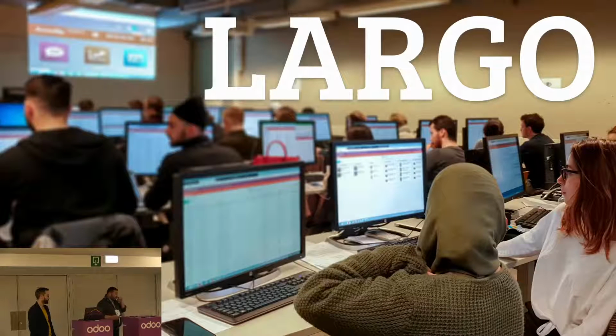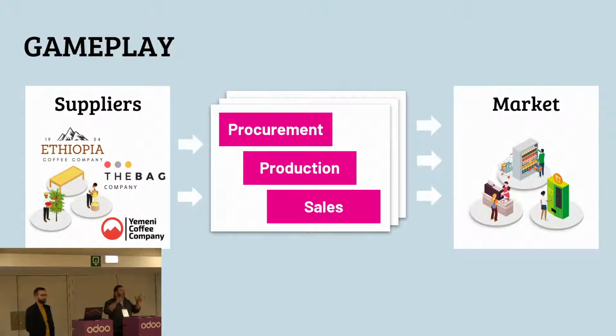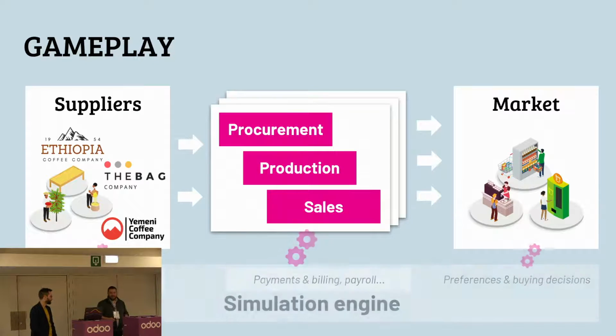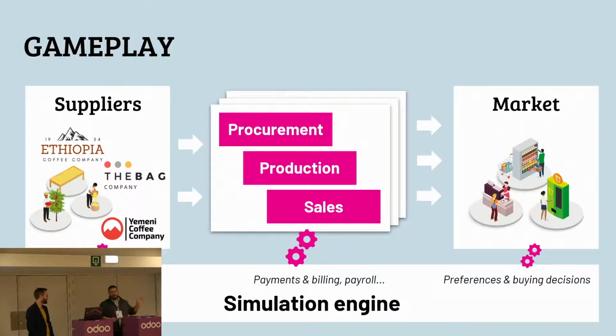After that, we have a third game, the Largo game. The Largo game is a simulation of a real company situation where we have many suppliers, many customers, and they have to procure, produce, and sell their product. We developed the simulator, so we are able to automate a lot of tasks in the process, so they can really concentrate on managing the company.